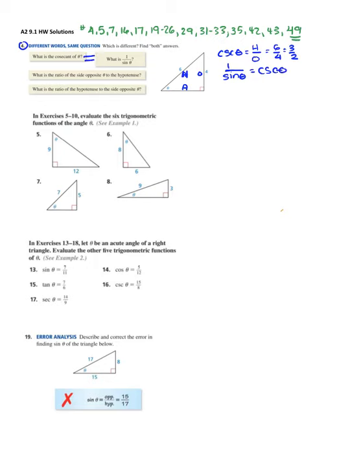What is the ratio of the side opposite theta to the hypotenuse? Well, that's the same thing as sine theta. What is the ratio of the hypotenuse to the side opposite of theta? Hypotenuse over opposite, that is cosecant theta. So the only one that was different was straight up sine. All the others were just another way of asking for the cosecant.